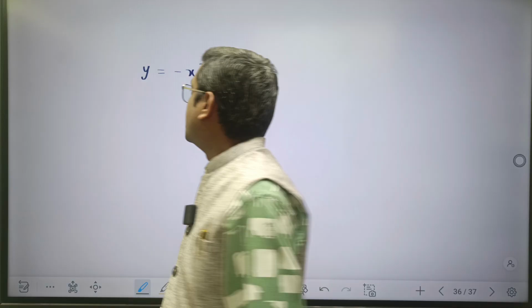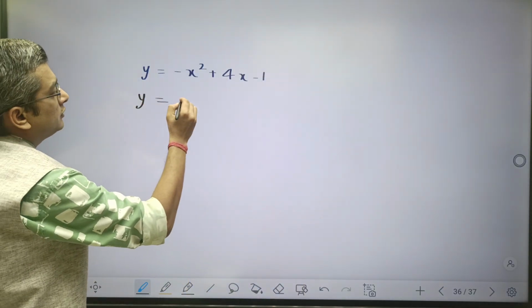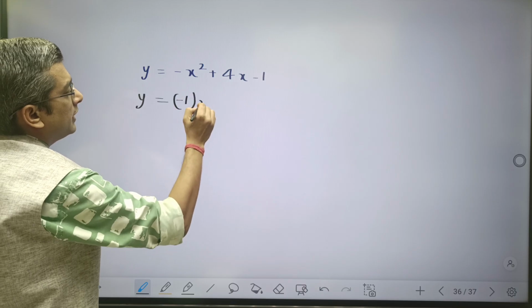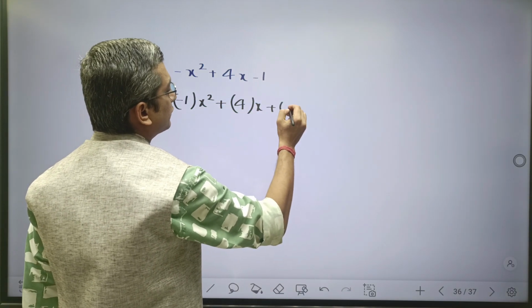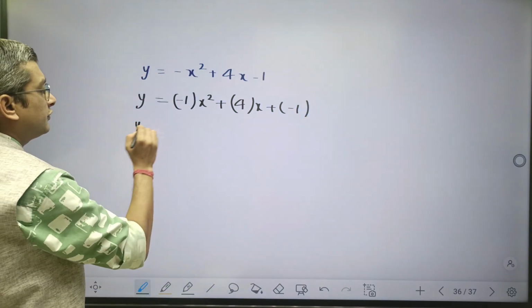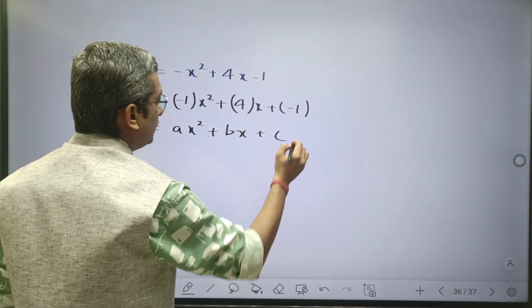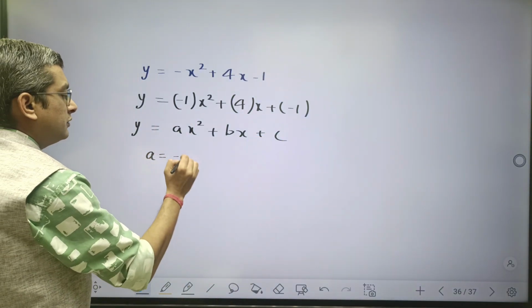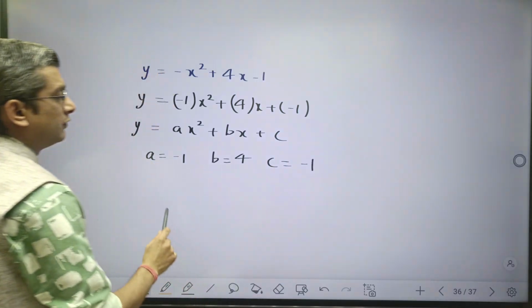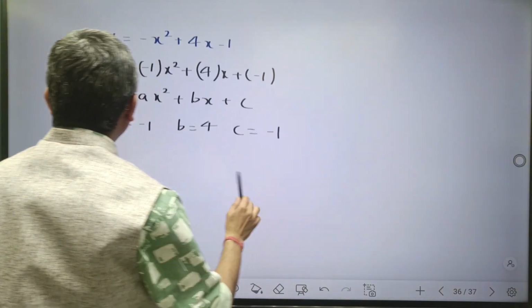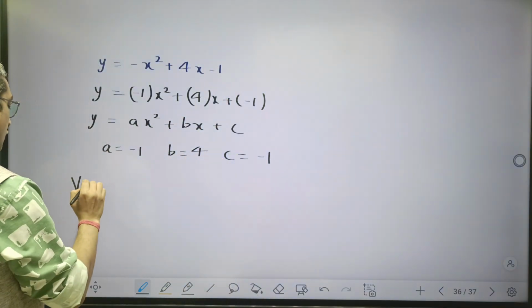How can you plot the graph? Here y is equal to minus 1 x square plus 4x plus minus 1. A standard equation is given by y is equal to ax square plus bx plus c. So here a is equal to minus 1, b is equal to 4, and c is equal to minus 1. Step number 1 is, first we have to find the vertex.